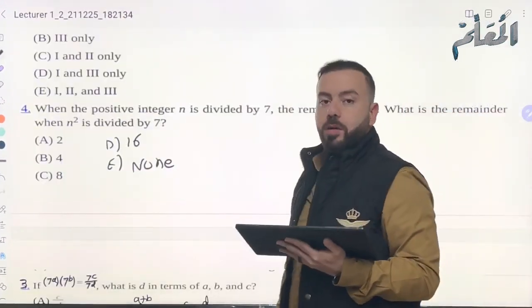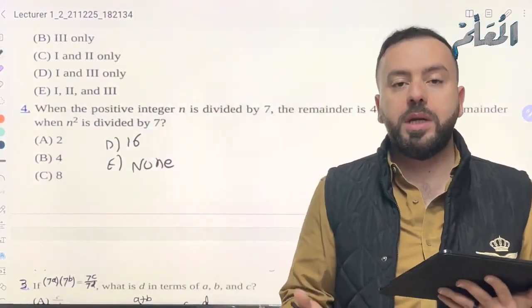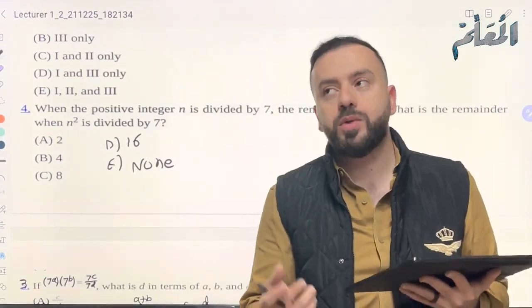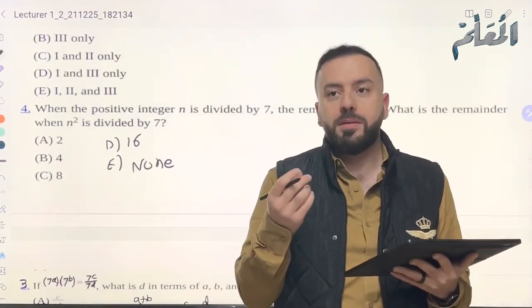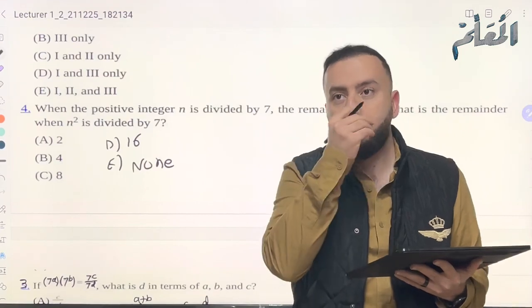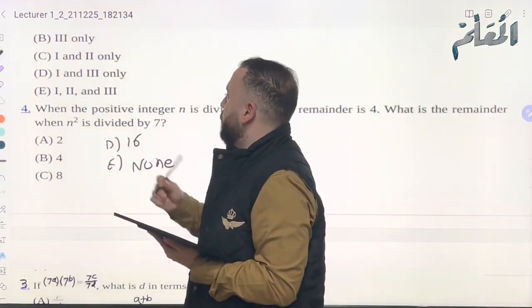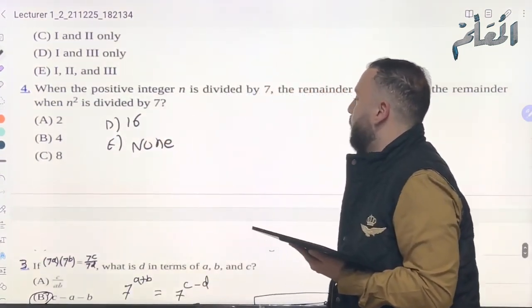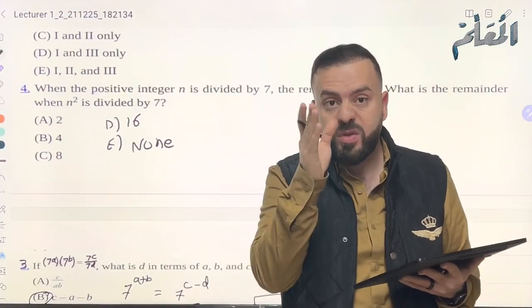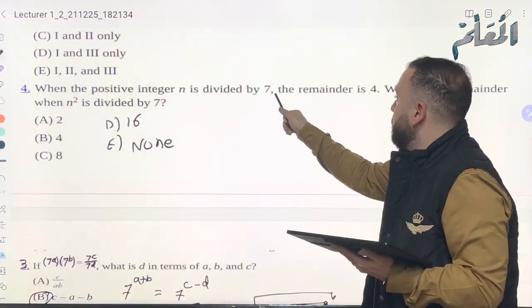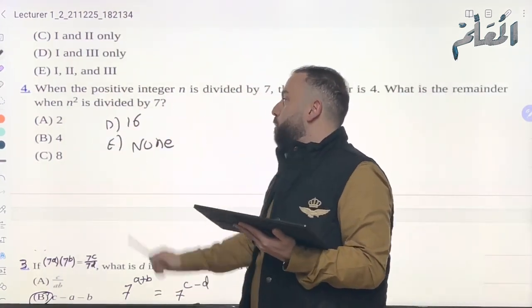For question 4, just remember something. Sometimes the questions may seem really complicated or you don't understand the language. Somehow, yes, we are familiar with such questions, but maybe the question needs only small steps and an easy solution to complete. Check this. The question: when a positive integer n is divided by 7, the remainder is 4. An integer means a whole number, either negative, 0 or positive. What is the remainder when n squared is divided by 7?